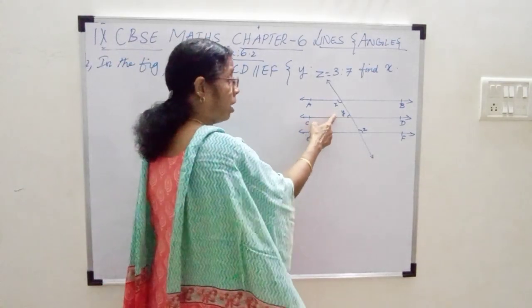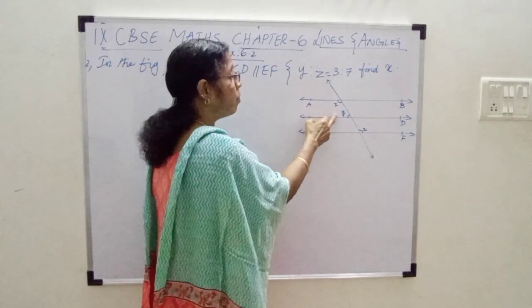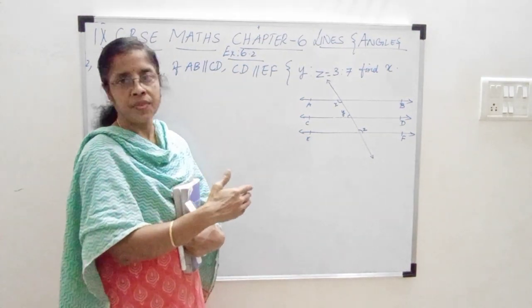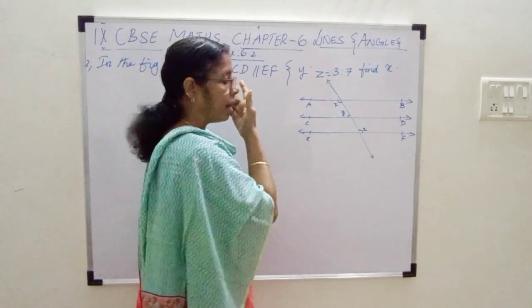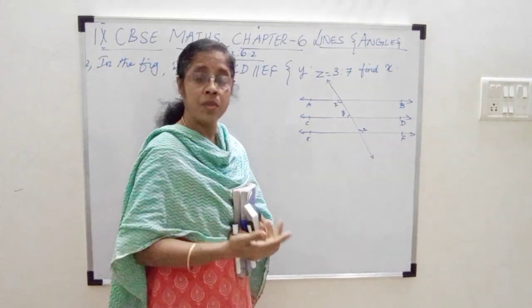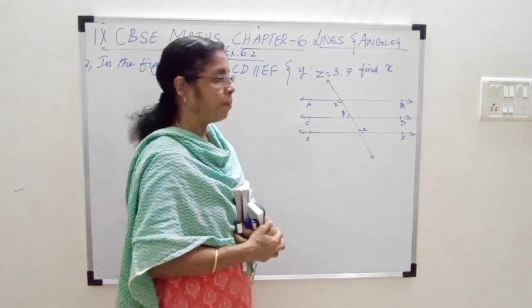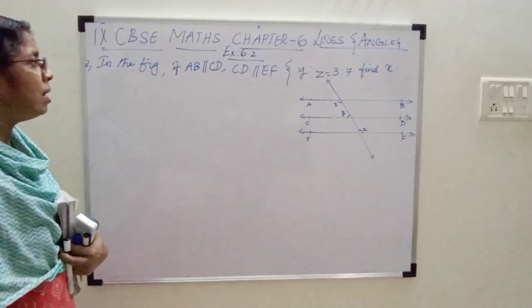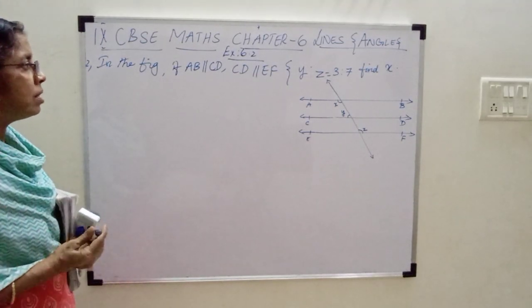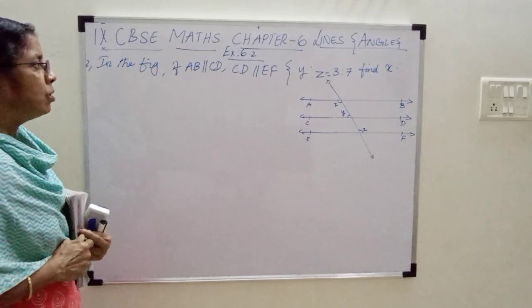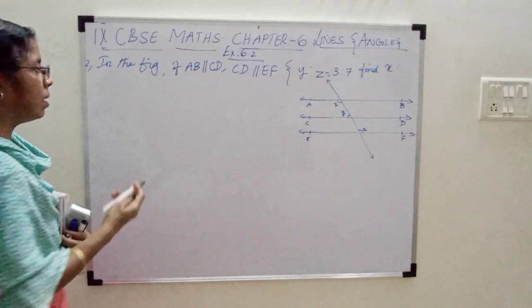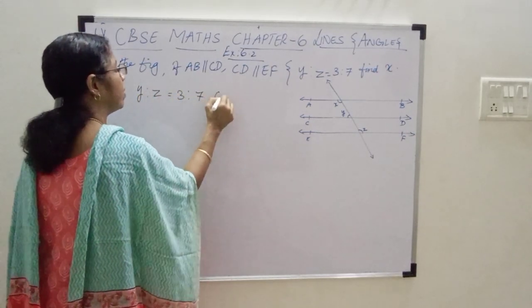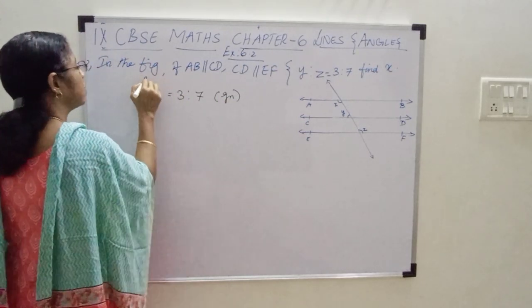If you find out Y, you can find out X, because X and Y are the angles on the same side of the transversal, which makes 180 degree. So let's find out how to find out the angle X. Y:Z is given as 3:7. So let's find out what is Y and what is Z. Y:Z equal to 3:7. This is given. Then what else are given to you?